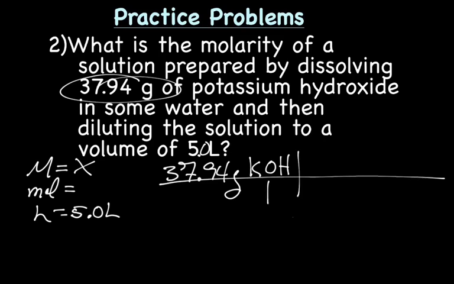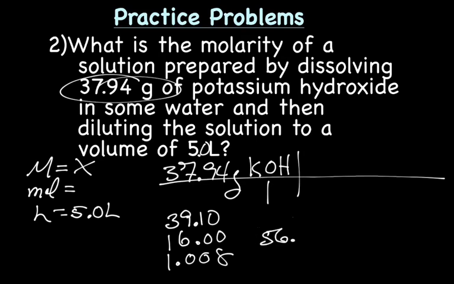So we're going to use 1 mole of KOH equals the molar mass of KOH, which we get by looking up the masses on the periodic table. So let's do that real quick. All right, so potassium has a molar mass of 39.10 grams, oxygen 16.00 grams, and hydrogen 1.008 grams. We add those all together, giving us 56.108 grams.